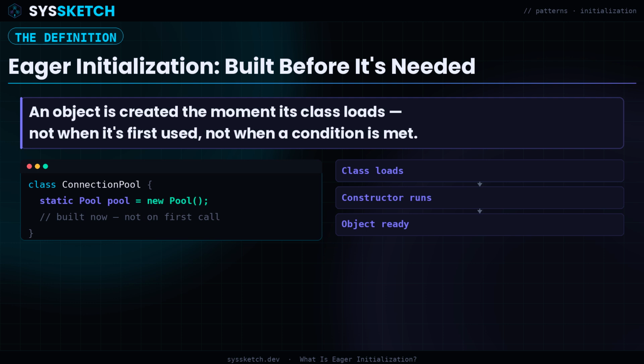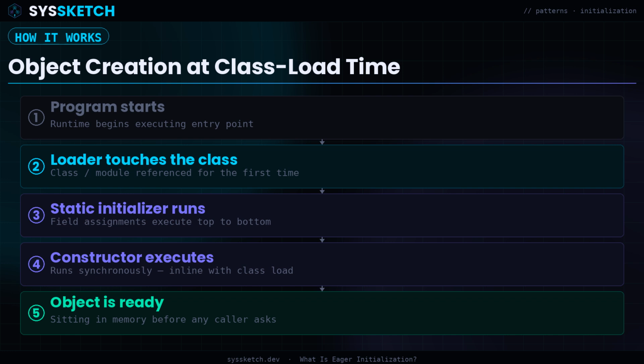The upside is obvious the instant you say it out loud. By the time any caller reaches for that object, it's already sitting there, fully built, ready to answer. Here's what actually happens under the hood. When the class loader or module system, depending on your language, first touches that class, it runs the static initializer top to bottom before a single instance method can be called. That constructor call isn't scheduled, isn't wrapped in a check, isn't deferred to a background thread. It executes synchronously right there in the load path.